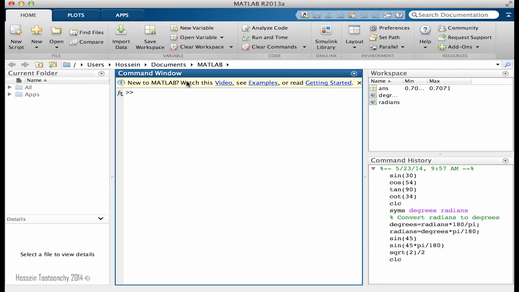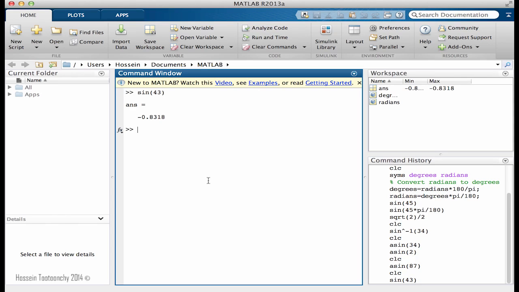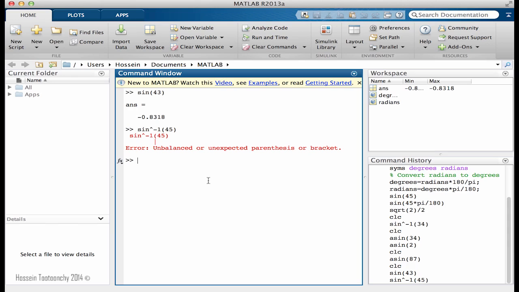One important thing that we need to remember in Matlab is how to do the inverse. In this part, we're going to learn how to do the inverse of trigonometric functions. So we learned the sine of 43, for example, is going to be this one. But when we want to find the inverse of sine, can we do sine of, let's say, negative 1, 45? No, we cannot do that.